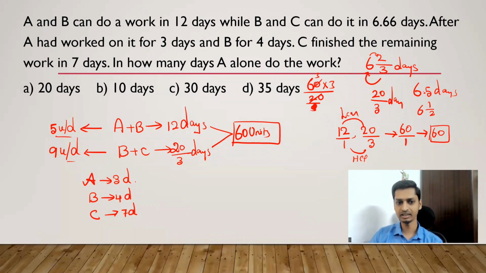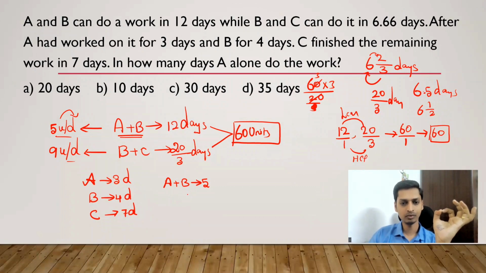Now A will complete work in 3 days, right? Now look at this. A and B together will complete 5 units in 1 day. That means in 1 day, A and B will complete 5 units. Now see, in the question it is given A has worked for 3 days, right? Now we know A and B will complete 5 units in 1 day. So in 3 days, how many units will A and B complete? Just multiply this by 3, 15 units, right?